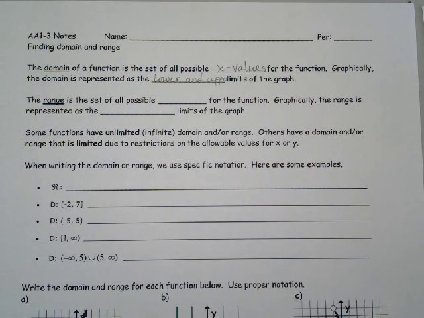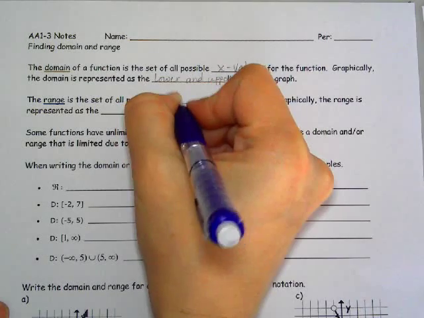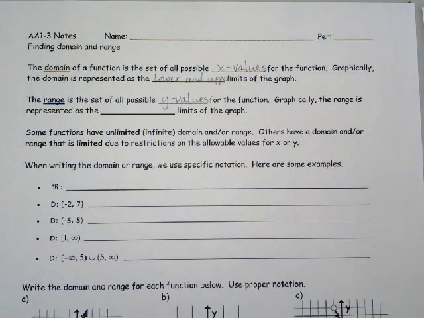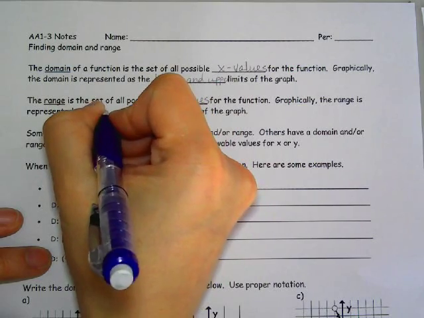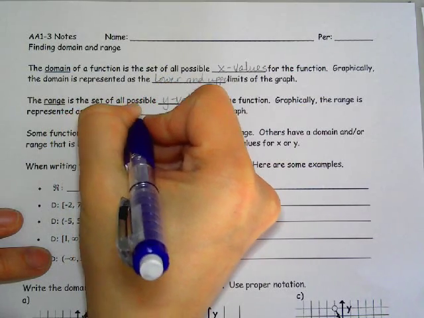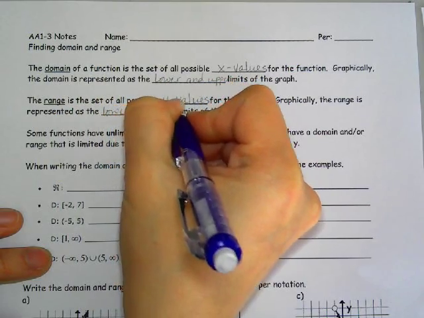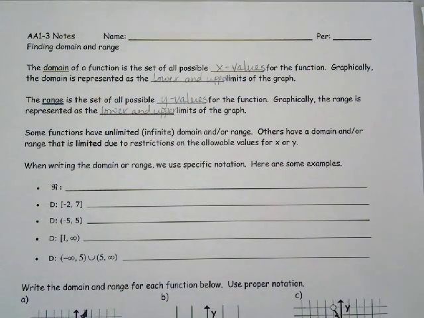The range is the set of all possible y values for the function. And graphically, the range is represented as the lowest and highest limits, so lower and upper limits of the graph as well. So we'll go over these examples. If you still have questions after that, let me know.